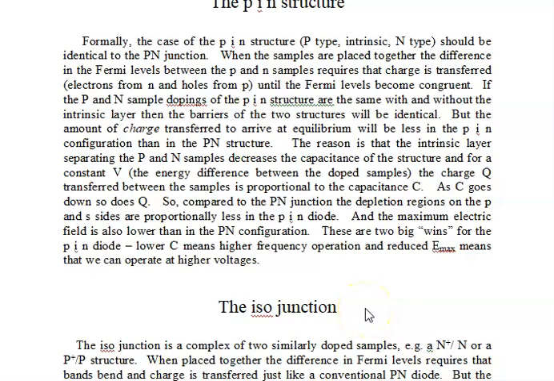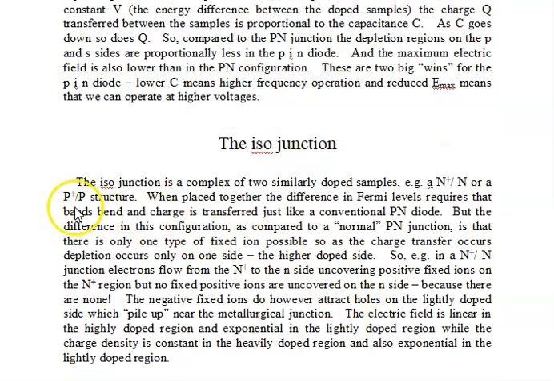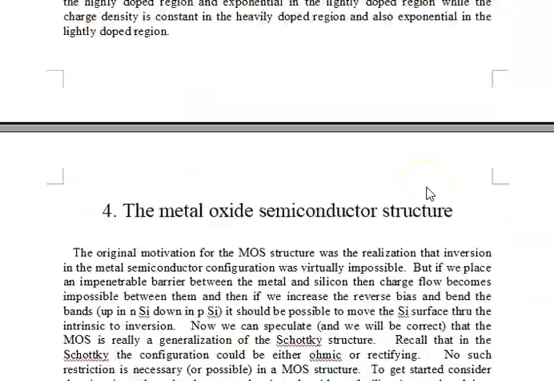And then the iso junction, where we have, for example, N plus N or P plus P, the same type but different levels of doping. So if we have different levels of doping, there still is going to be a barrier, but the barrier is going to have a different characteristic than in the p-n junction or the Schottky barrier.